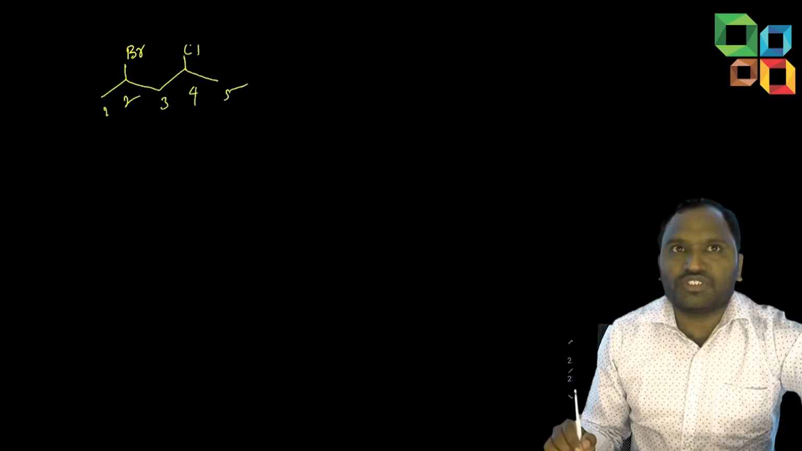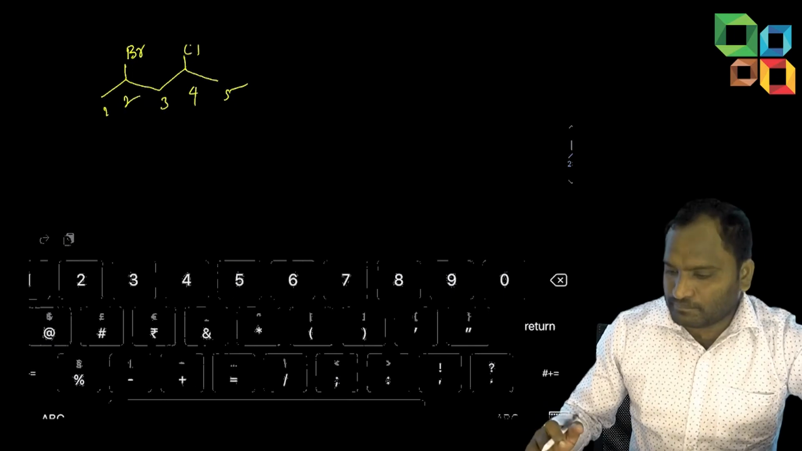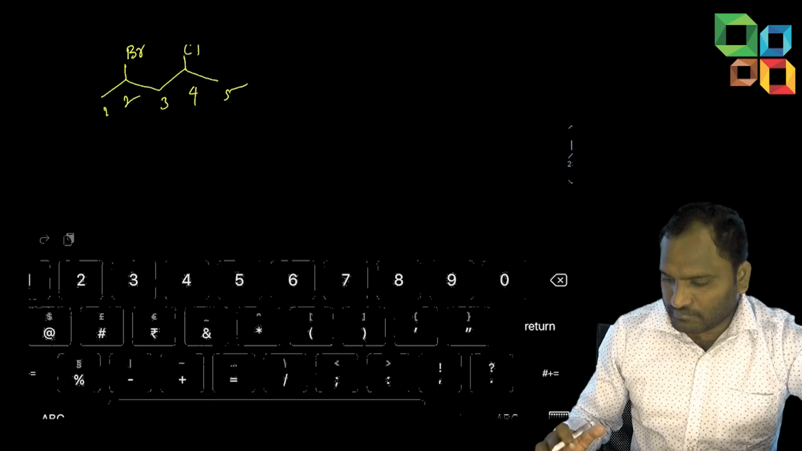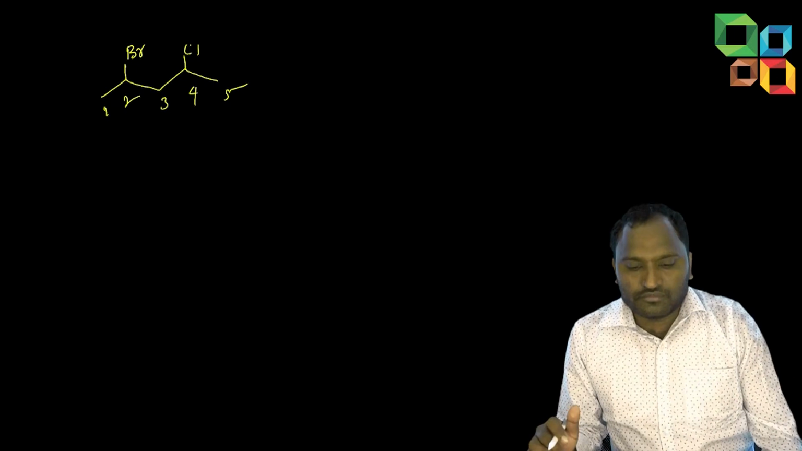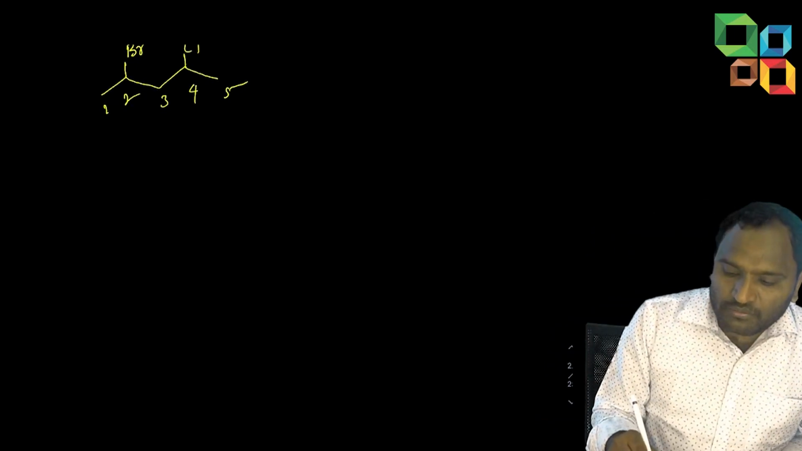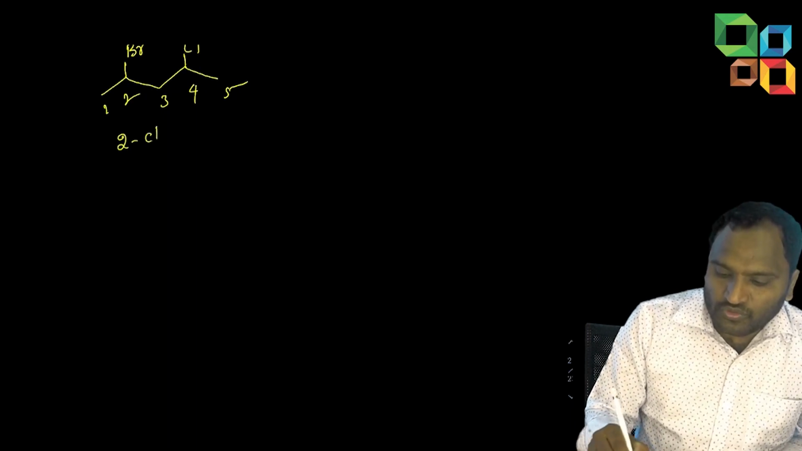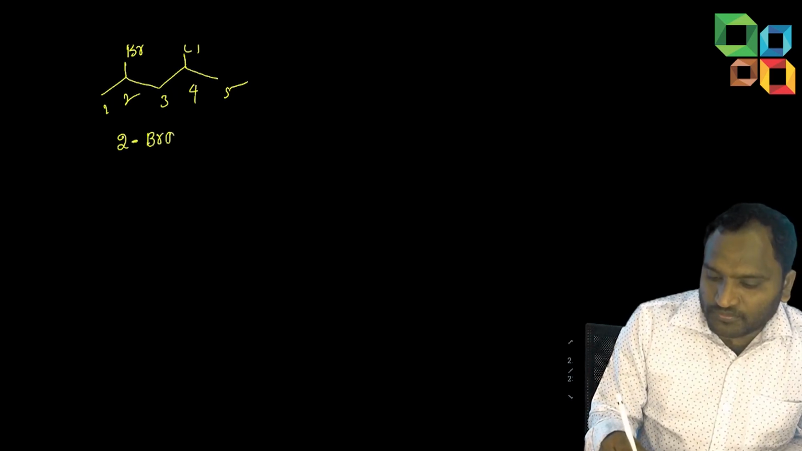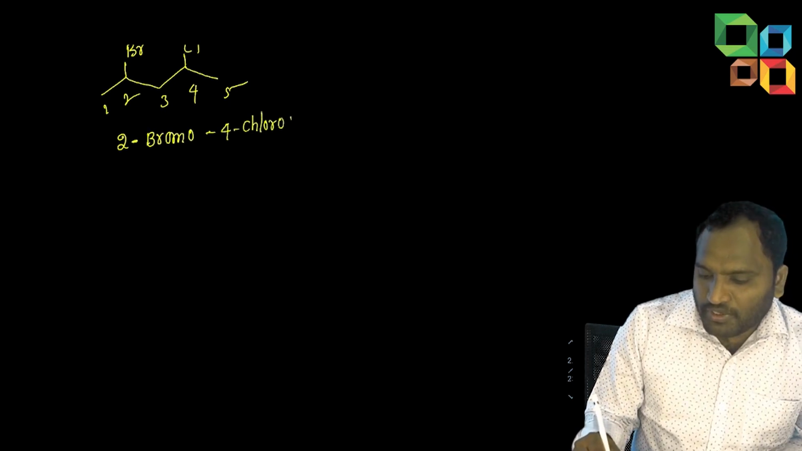Tell me the name of this compound, students. Very good. 2-bromo-4-chloropentane. Between the number and the name, sorry, after 2-bromo, this hyphen should be there. 2-bromo-4-chloropentane.